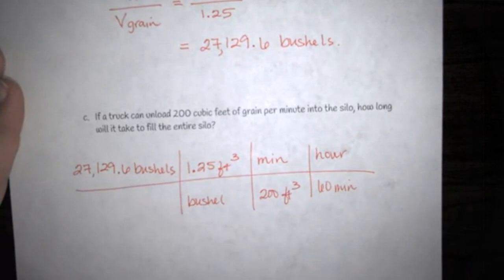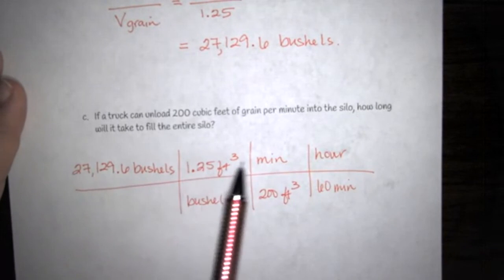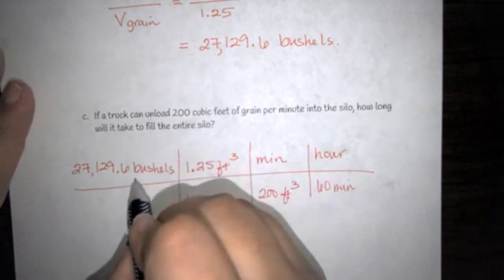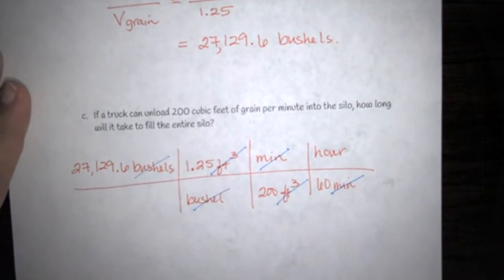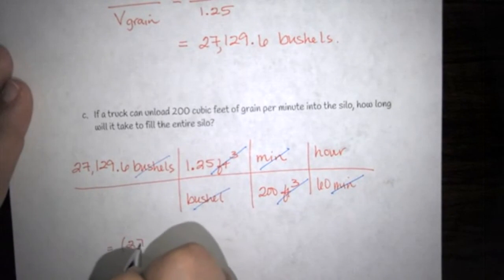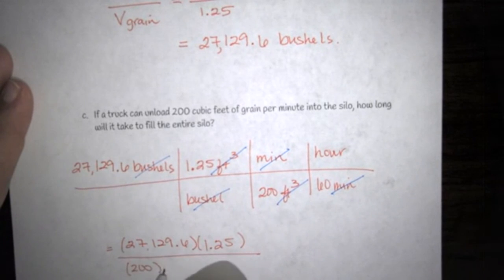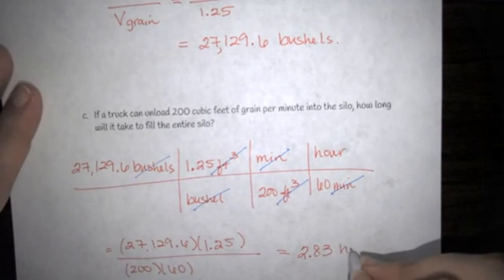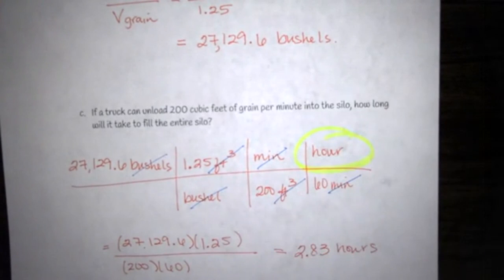So if we want to know how long it is going to take, essentially what we're doing is we're multiplying. So in science, essentially it's the same as fractions. You would multiply across the top, and then you would divide by across the bottom. Well, when we do this, you can see that your units are going to cancel. So my bushels here go away, my feet cubes go away, my minutes go away, and it actually is going to leave me with doing 27,129.6 times 1.25 divided by 200 times 60. And when we do all of that, you should come out with 2.83 hours. Because notice, the only thing that's left is your hours unit. Okay?